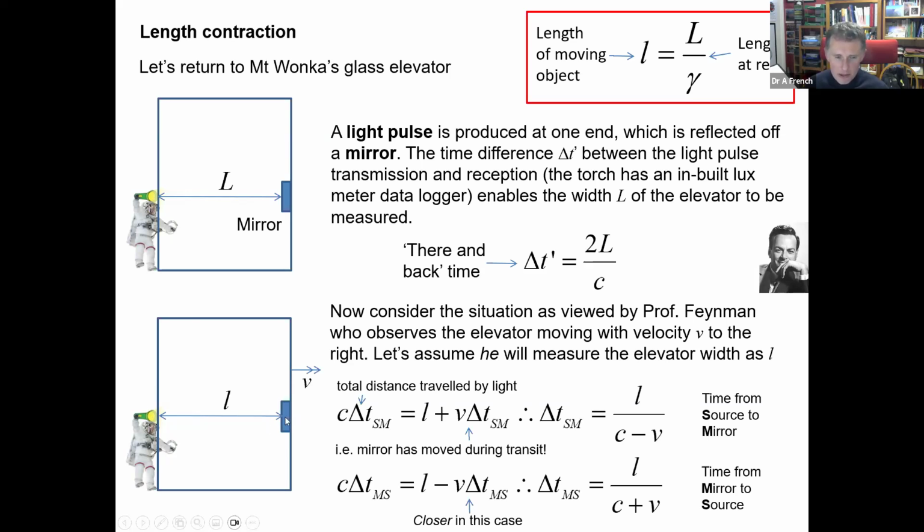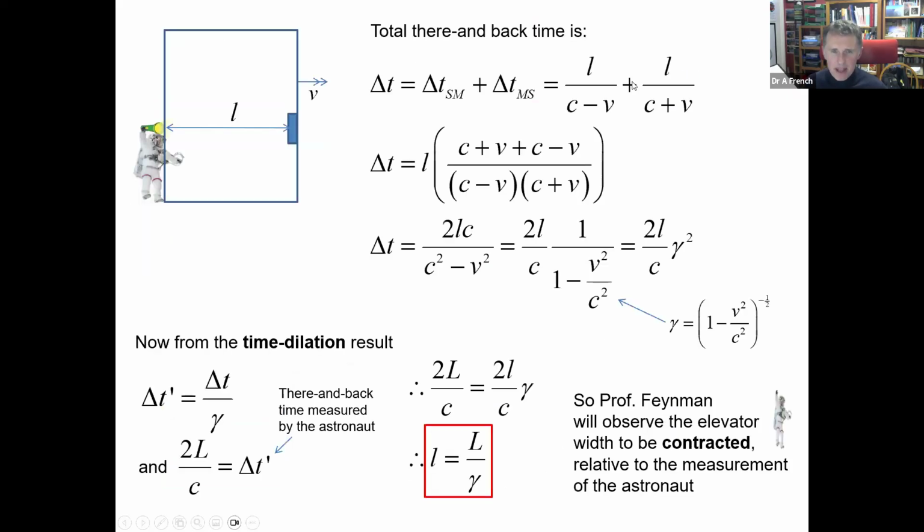Now, of course, it's then going to bounce off the mirror and come back. All right. And it's going to go a bit less this time because obviously, the source is going to be going towards the light. So delta T mirror to source is L over C plus V in this case. If you factor out the TMS, you can kind of see that algebraically. So what we can do is relate these 2 times. So if we put that together, here we go. So there's the total there and back time.